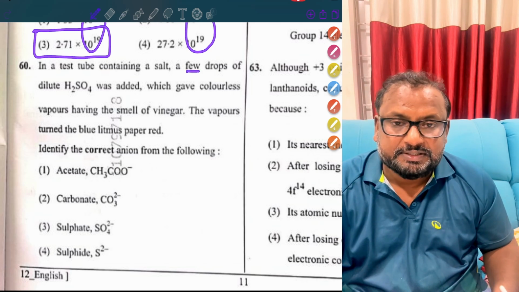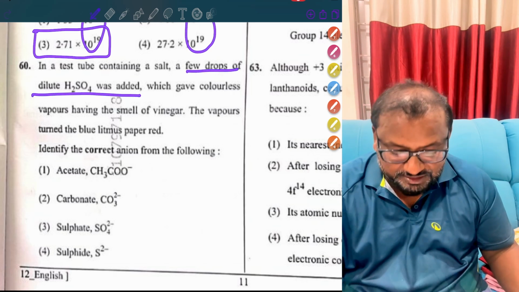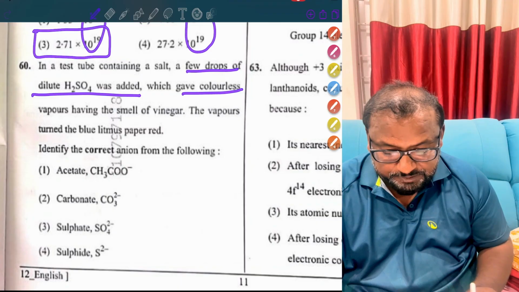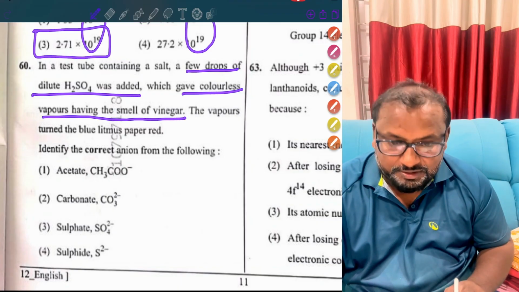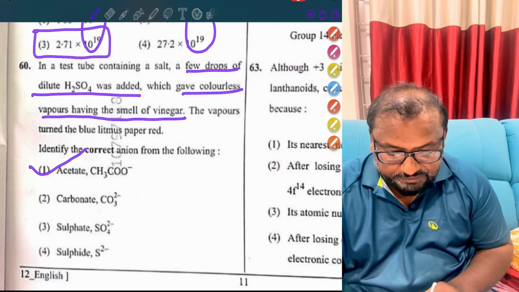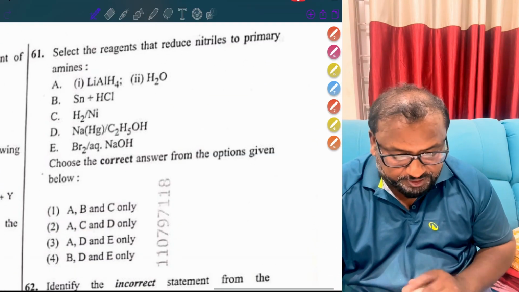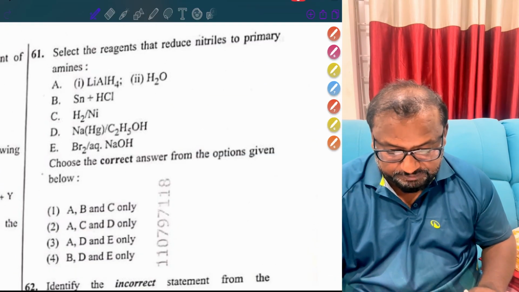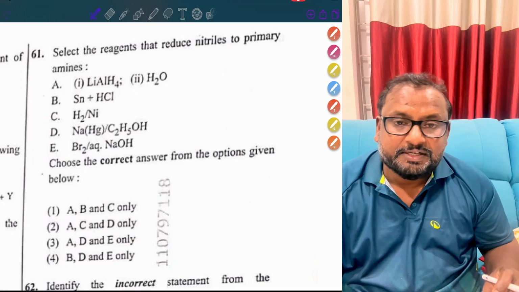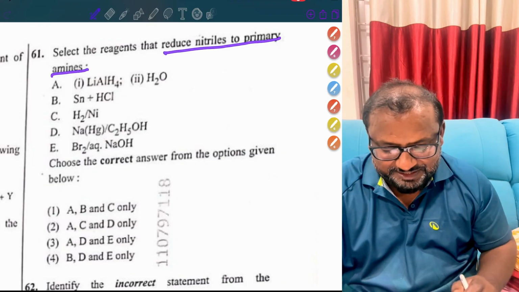60th question, number 60. Again a direct question, there is nothing twisted at all. Few drops of sulfuric acid when added to a salt gave colorless vapor having the smell of vinegar. Vinegar contains acetate ion, so it should be acetate ion. Again, easy peasy question.